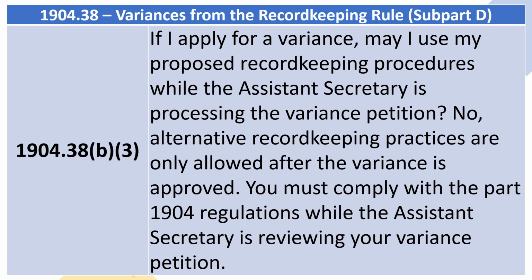1904.38(b)(3): If I apply for a variance, may I use my proposed record-keeping procedures while the Assistant Secretary is processing the variance petition? No, alternative record-keeping practices are only allowed after the variance is approved. You must comply with the Part 1904 regulations while the Assistant Secretary is reviewing your variance petition.